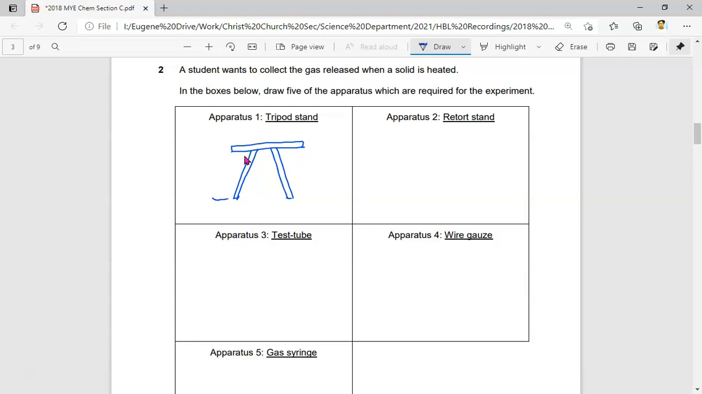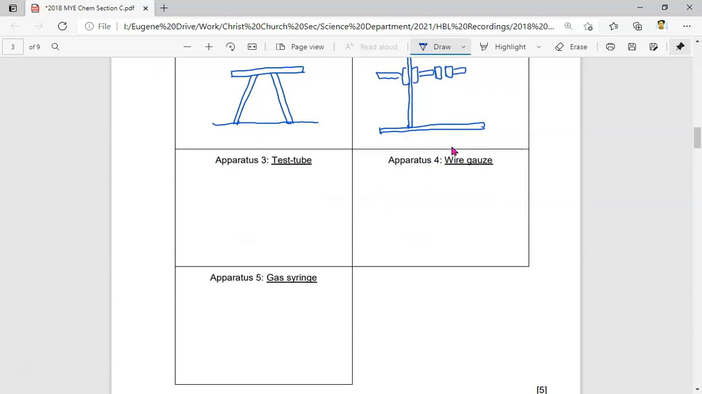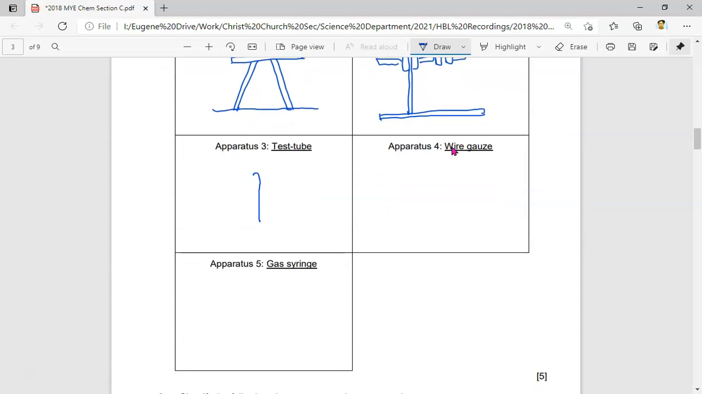Now do take note, the base of this should be flat. Retort stand. Okay, a pole like this with a base. Okay, so the clamp over here. Okay, this here. So this is where the clamp is. Test tube. Okay, test tube. Wire gauze. Wire gauze is just drawing X. Okay, draw sufficient X such that it looks like it spreads over a distance.